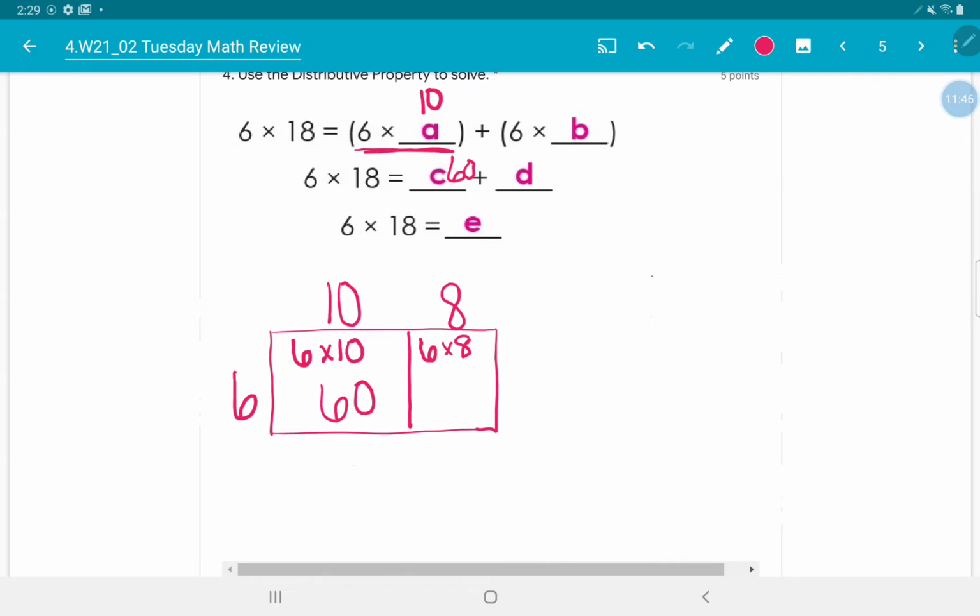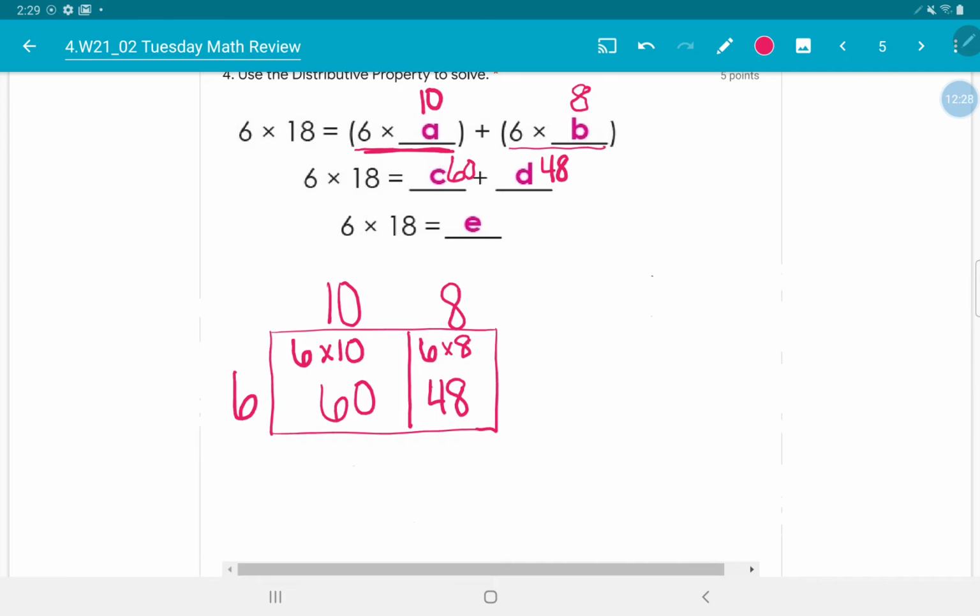Okay. Then we have to solve for D. To find D, we're going to do 6 times 8. What is 6 times 8, Christopher? 8 times 5 is 40. Then I would need 8 more, so that's going to be 48. 6 times 8 is 48. So D equals 48.